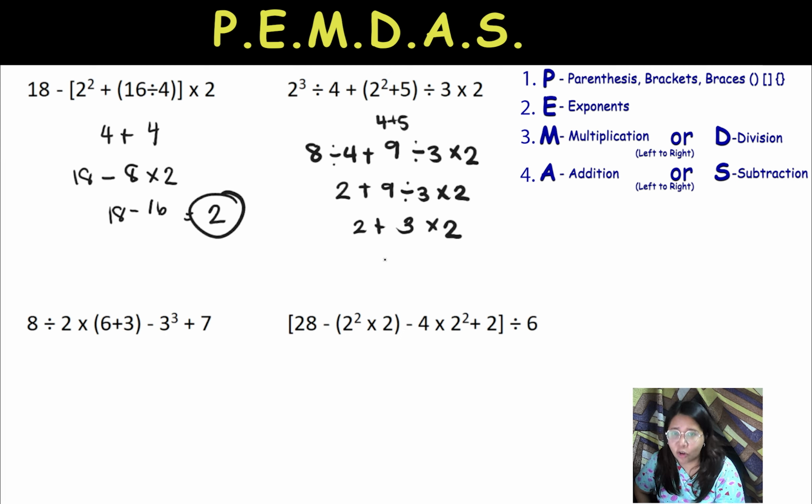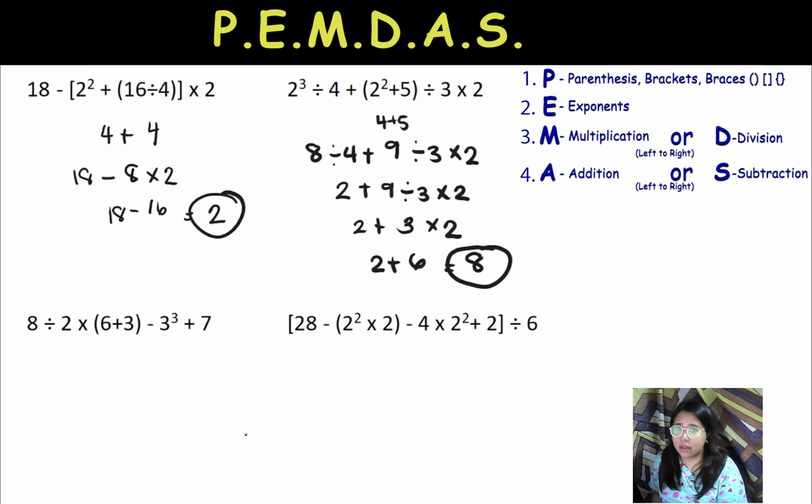So, again, according to PEMDAS, mauuna yung multiplication or division. Ngayon, in this case, multiplication na lang yung natitira sa atin. Okay? So, we'll proceed with multiplication. So, 3 times 2, that is 6. And then, according to PEMDAS, pwede na tayo mag-proceed sa addition. So, 2 plus 6 is equivalent to 8. And this is our final answer.